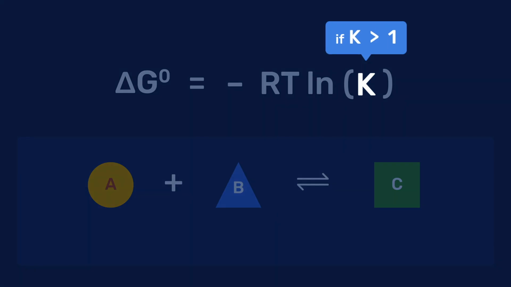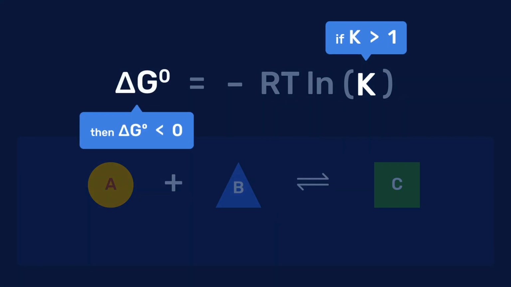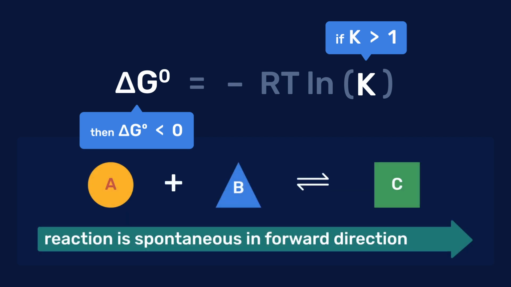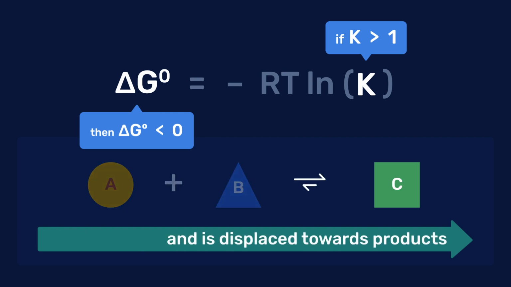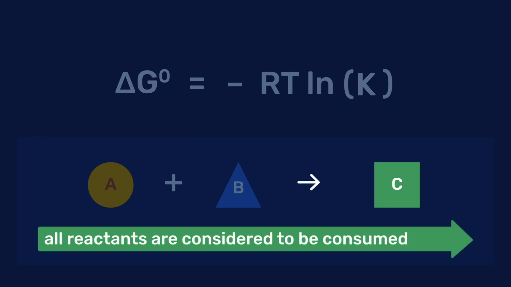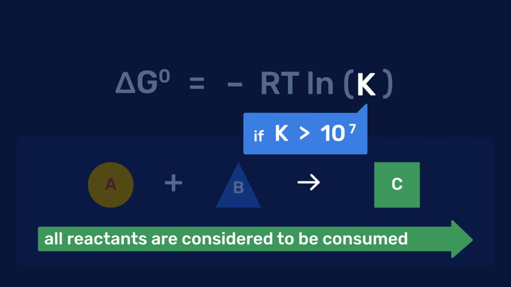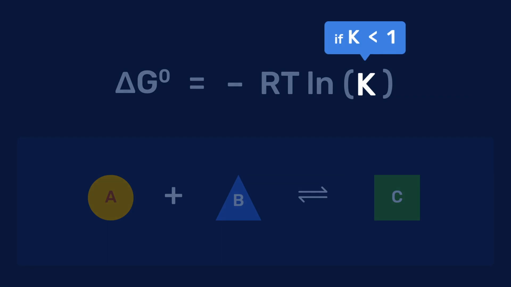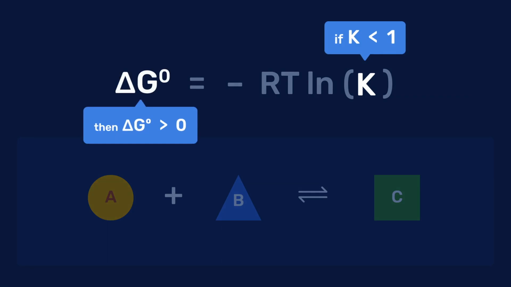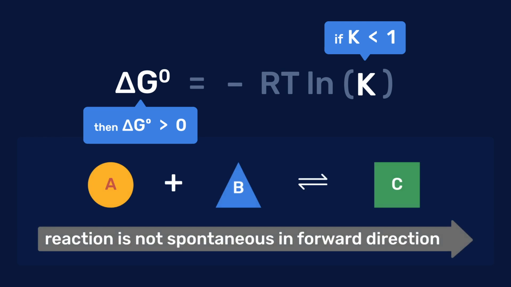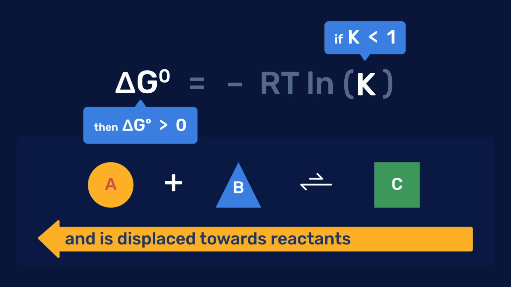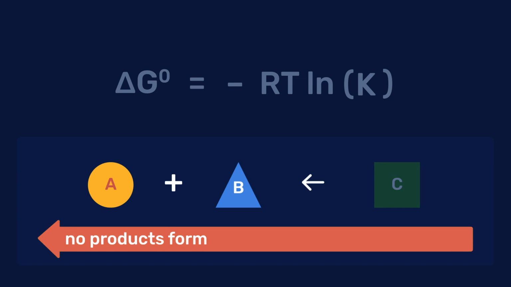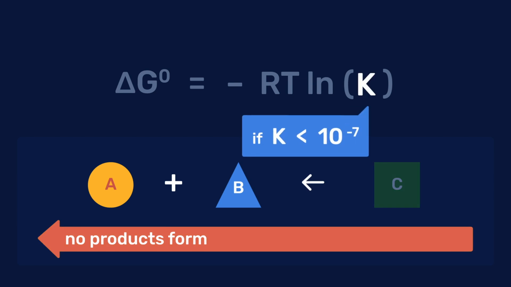Specifically, if K is larger than 1, then delta G0 is negative, which tells us that the reaction is spontaneous in the forward direction and that it is displaced towards the products. One generally considers that all reactants are consumed if K is larger than 10 to the power 7. Conversely, if K is smaller than 1, then delta G0 is positive, which tells us that the reaction is not spontaneous in the forward direction and that it is displaced towards the reactants. One generally considers that no products form if K is smaller than 10 to the power minus 7.